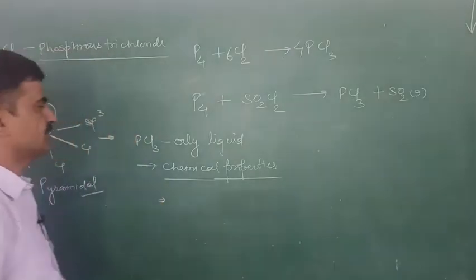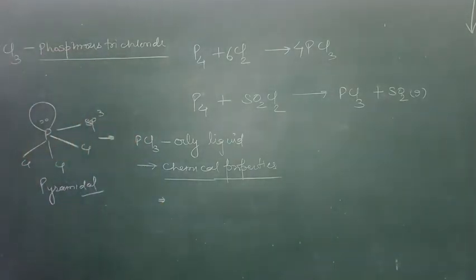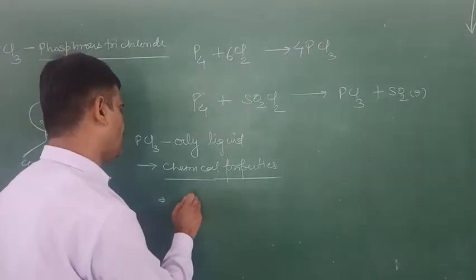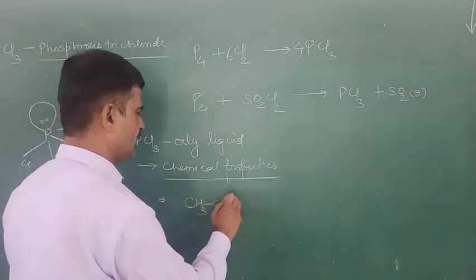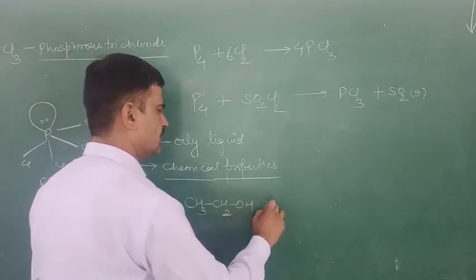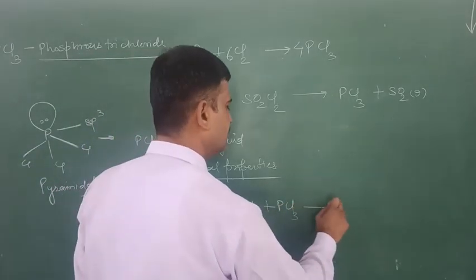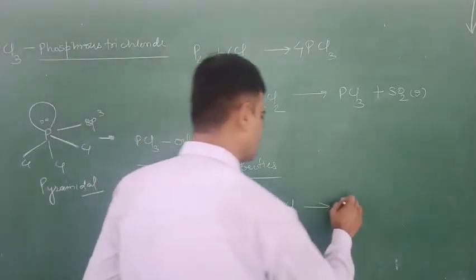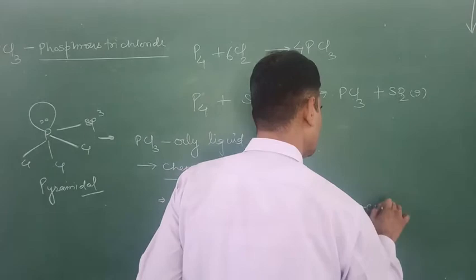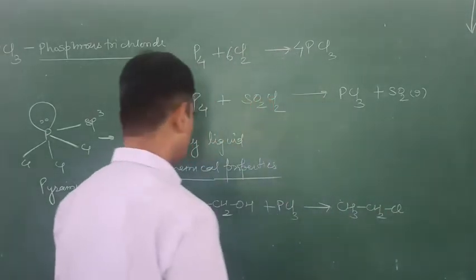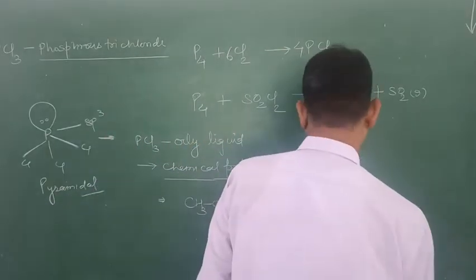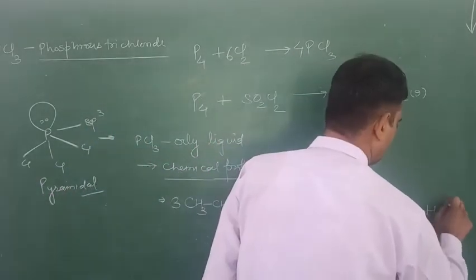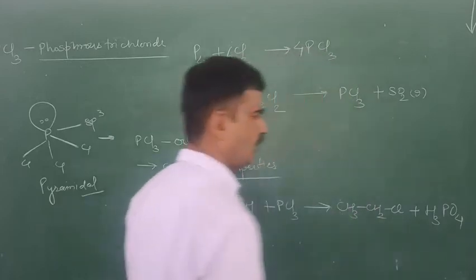Chemical properties of PCl3. Phosphorus trichloride reacts with organic compounds, just like ethanol. When ethanol reacts with PCl3, it forms an alkyl halide and phosphorous acid H3PO3.